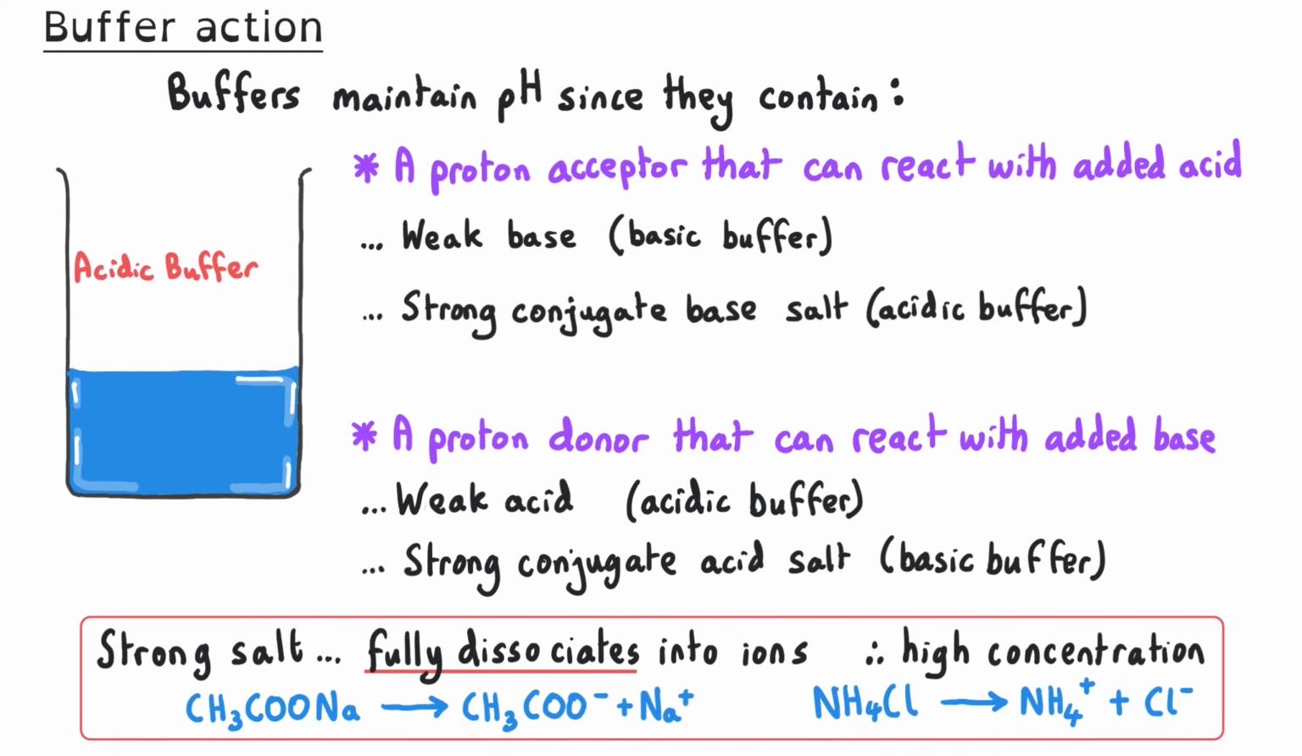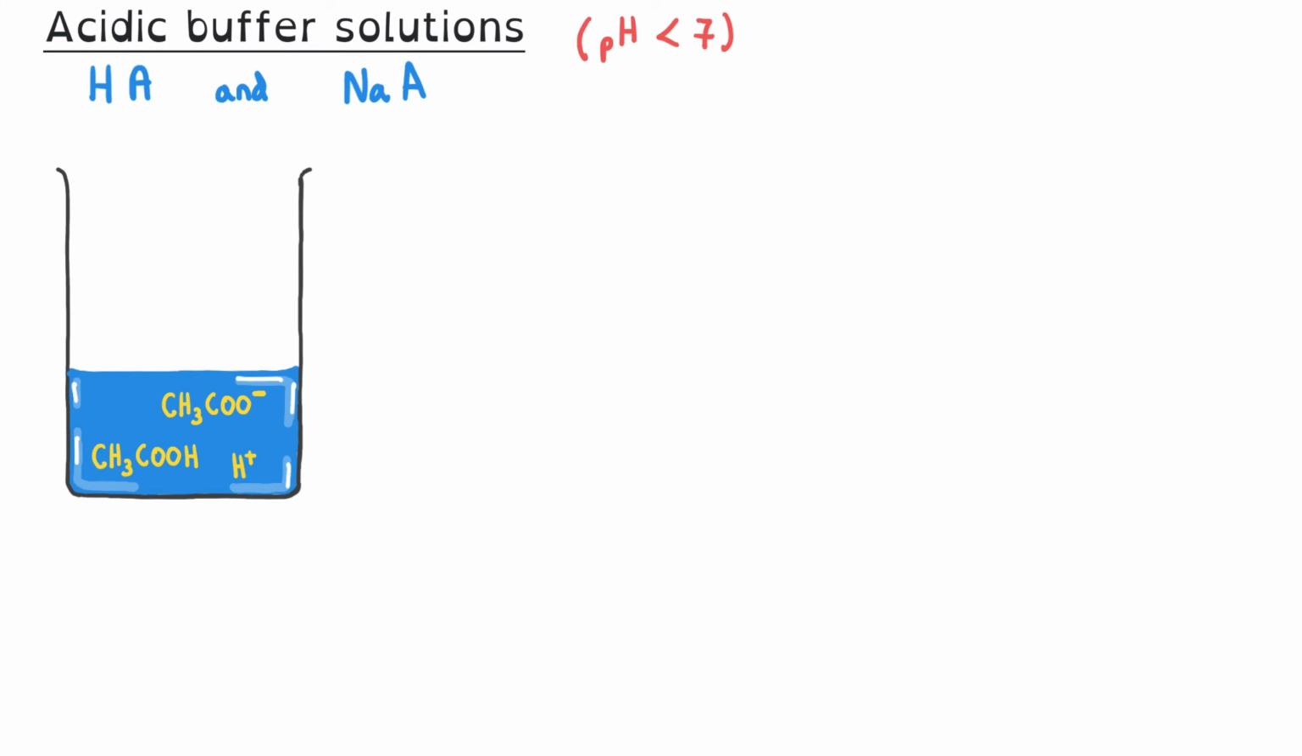And so an acidic buffer, for instance, would contain lots of unionized weak acid, for instance ethanoic acid. It would also contain lots of negative ions from the strong conjugate base salt, for instance ethanoate ions. And additionally, the buffer will contain enough hydrogen ions to make the solution acidic. Acidic buffer solutions have a pH of less than 7, and they are made from a weak acid and a salt of that weak acid. For example, we could have ethanoic acid and sodium ethanoate.